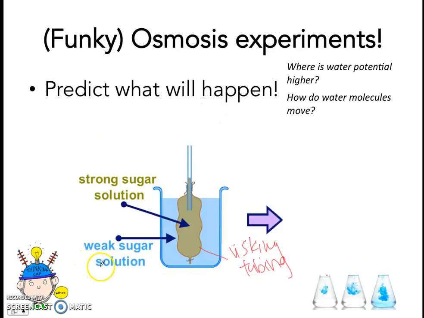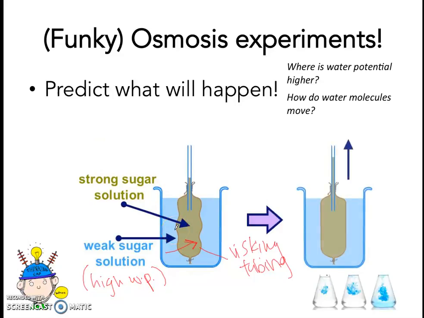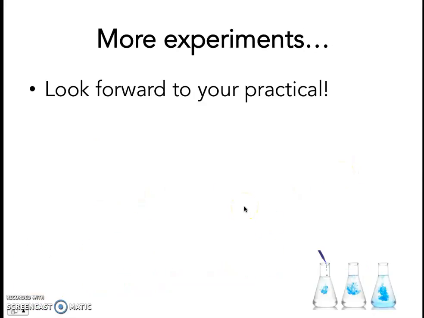So I hope that you had a good think about that, and you realize that the weak sugar solution has a higher water potential compared to the strong sugar solution. So water molecules will move from the weak sugar solution into the strong sugar solution inside the Visking tubing. And this results in the water level inside this tube rising up, because water moves in, the level moves up. So good job if you got that. Alright, so osmosis is full of fun experiments, and I hope that you'll be looking forward to your practical, which we'll be doing together when we meet up.